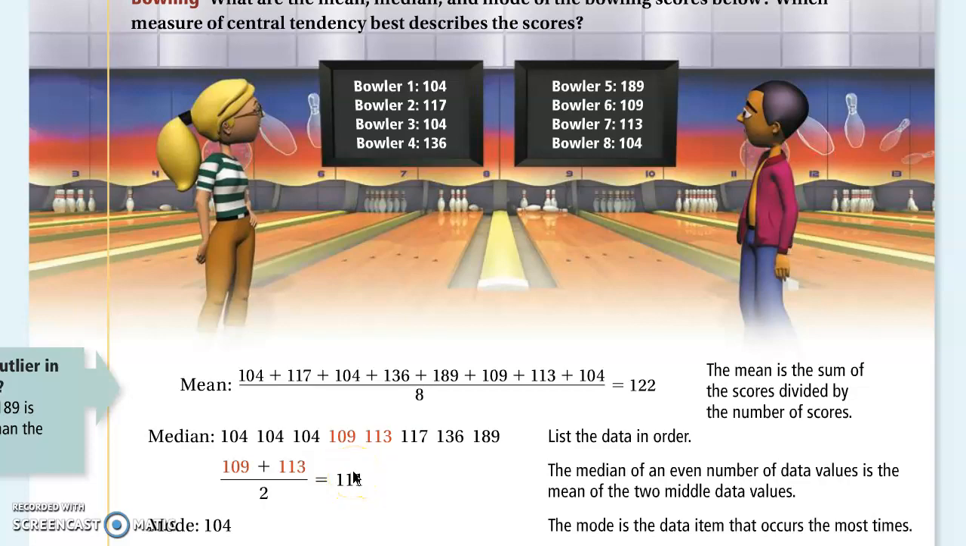The mode is a number that occurs the most. So looking at these data points, which one occurs the most? Well, 104 occurs 3 times, and no other numbers repeat. So 104 occurs the most, so that is the mode.